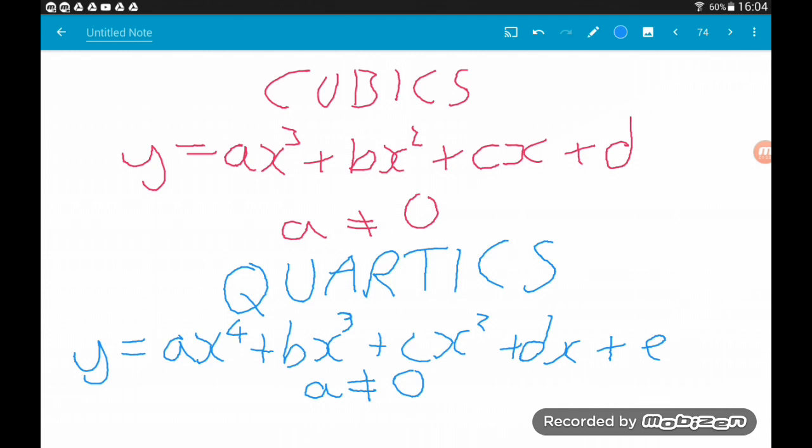And a quartic is a polynomial where the highest power of x is 4. So these can have 5 terms: ax to the power of 4, add bx cubed, add cx squared, add dx, add e, where a, again, is not allowed to equal 0. So cubics can potentially cross the x-axis at 3 distinct points. Quartics can potentially cross at 4 distinct points. So sketching those is quite a lot of work.